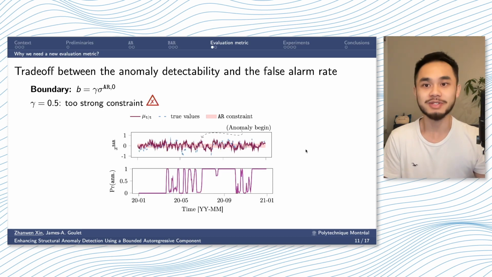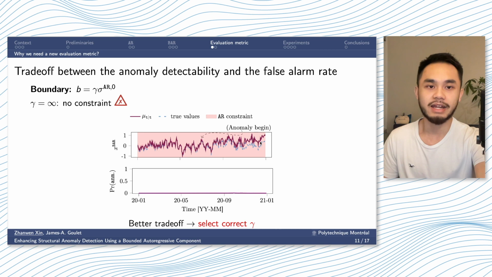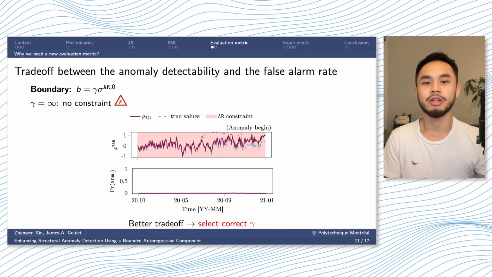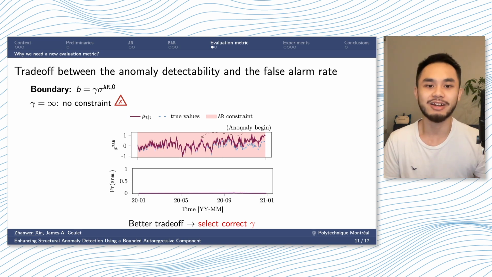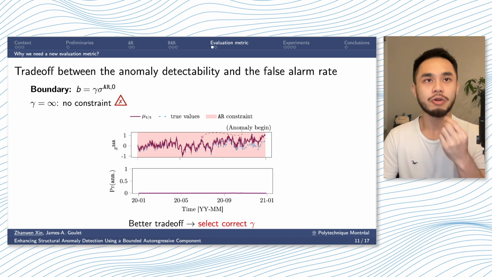If a model is too sensitive, that means I am putting too much constraint on it, and I'm using too small a gamma value. The model will provide alarms everywhere, and this is something that we don't want. And what if we go the other way by putting the gamma value as infinity? In this case, we are putting no constraint on the AR estimates, and it's the same as the AR model, and it becomes insensitive and cannot detect this anomaly. So to look for a better trade-off between detectability and the false alarm rate, we need to select a correct gamma value. And to select a gamma value, we need a metric to quantify how good it is.